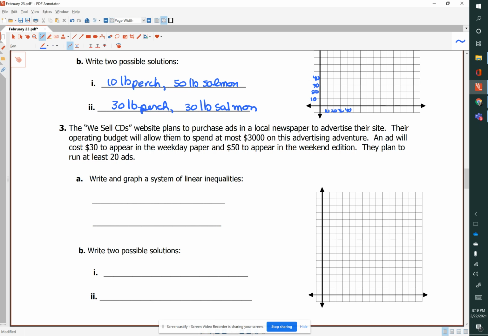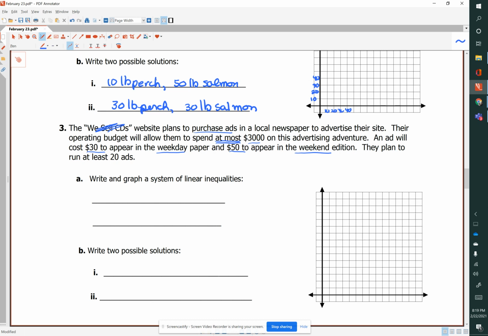The We Sell CDs website plans to purchase ads. Now, if you don't know what CDs are, pretend this is anything else. It doesn't matter what the product is. What matters is they're selling ads in a local newspaper to advertise their site. Their operating budget, so the budget that they can use for buying these ads, will allow them to spend at most, that doesn't mean more than, that means including but not more than, $3,000 on the advertising adventure. An ad will cost $30 if it appears in the weekday and $50 if it appears in the weekend edition.